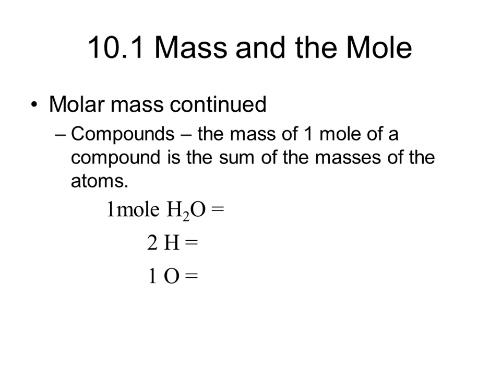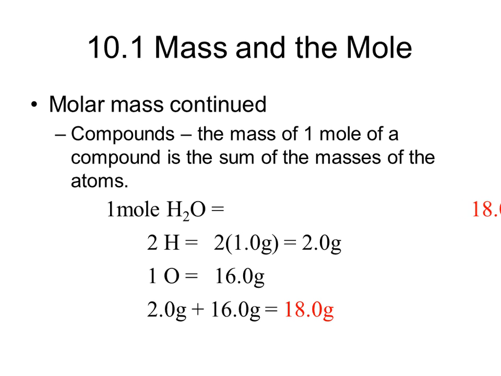Well, when you look up your numbers on the periodic table, hydrogen, remember rounded to tenths, is 1.0, we've got 2 of them, so we double it, that's 2.0. Oxygen was 16.0, and there's only 1. So 2.0 plus 16.0, that would be 18.0. So the mass of 1 mole of water equals 18.0 grams.